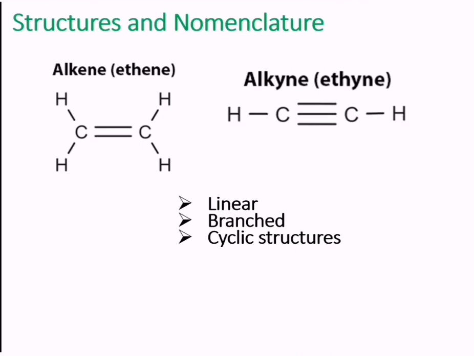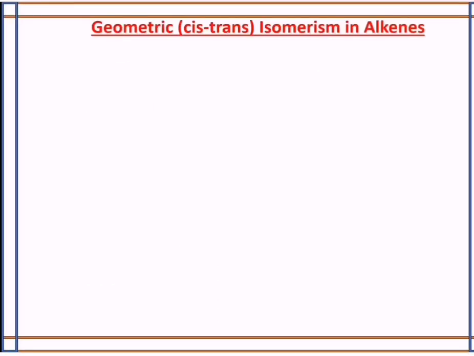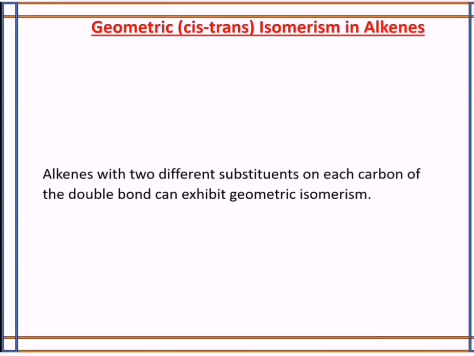In naming alkenes and alkynes, the parent chain is selected to include the double or triple bond, and the longest continuous chain is preferred. The position of the multiple bond is indicated by the lowest possible number assigned to the carbon atoms involved in the bond, and the suffix ENE is used for alkenes, while the suffix YNE is used for alkynes. Let's look at geometric isomerism in alkenes.